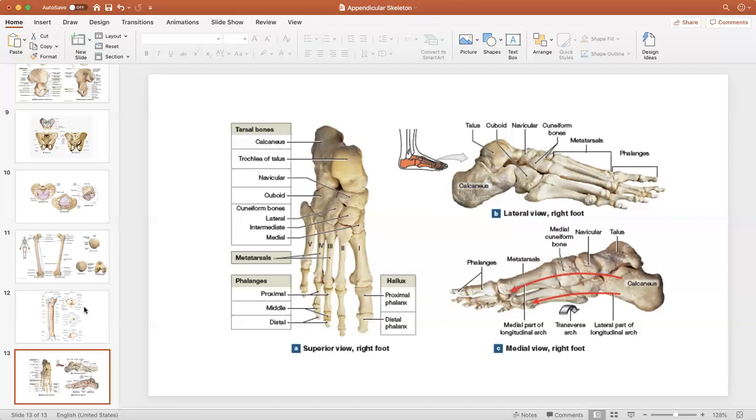So that is the appendicular skeleton. So that wraps up the skeletons. We'll get into muscles and joints in a little bit.